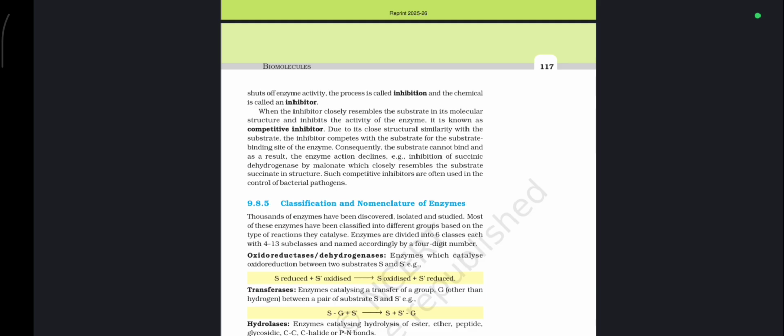Consequently, the substrate cannot bind and as a result, the enzyme action declines. Example: inhibition of succinate dehydrogenase by malonate, which closely resembles the substrate succinate in structure. Such competitive inhibitions are often used in the control of bacterial pathogens.